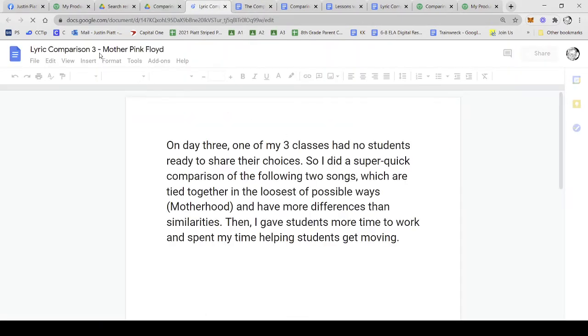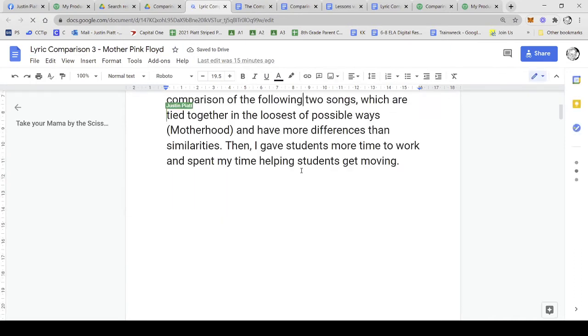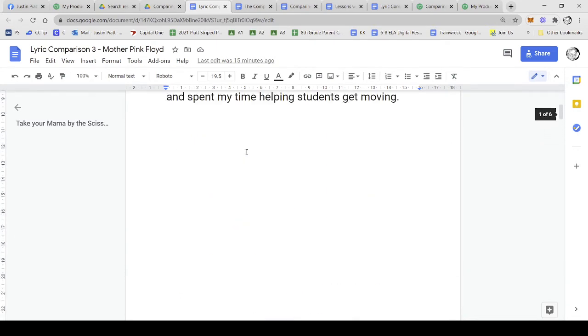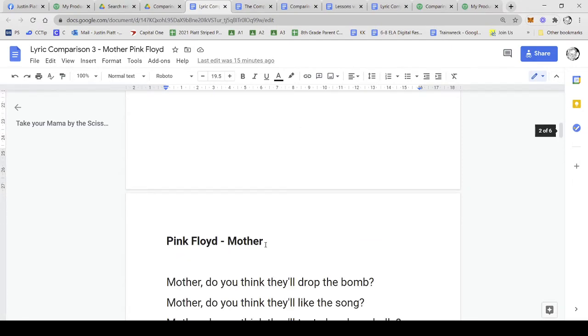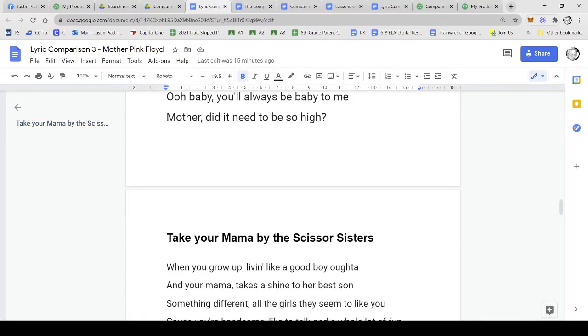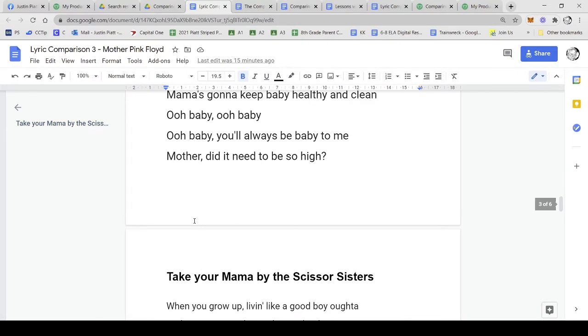This last thing, these lyric comparisons, in one of my classes, no one was ready to share. When it was time for the top students to be deep into those paragraphs, the bottom students were still getting their songs and looking at the lyrics. I'm looking for students to share, and in one class, no one was ready. And I'm like, okay, well, I don't want to just say, okay, get working. So I threw up Pink Floyd's Mother and the Scissor Sisters' Take Your Mama Out All Night.